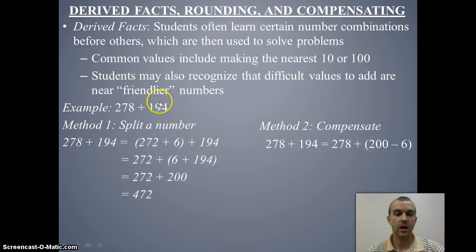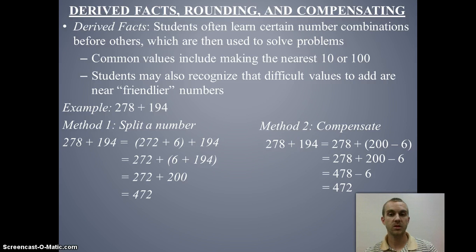Instead I could say, well, I know that 194 is close to 200, but it's 6 too many. So if I did 200 minus 6, I could then say 278 plus 200 minus 6 would give me 478 minus 6 is 472. Both methods are perfectly fine and will give me the same solution, and could be a different way to help your students recognize it. And both of them are going to need the facts of the associative and the commutative property to help them with these addition and subtraction problems.